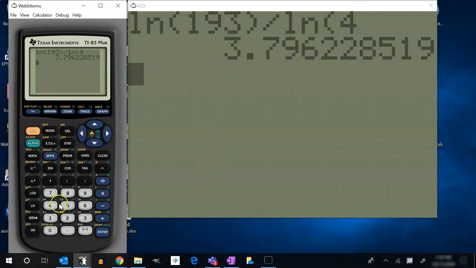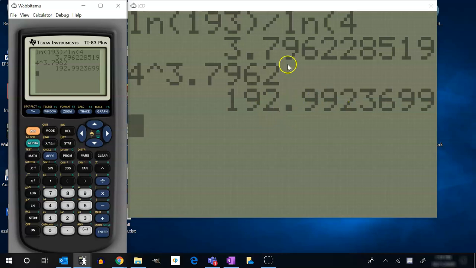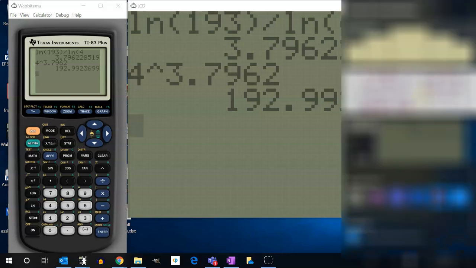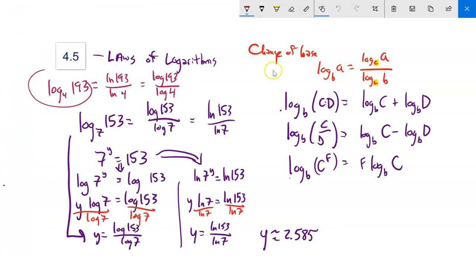So what this is telling me is, if I go 4 to that power, and I'm not going to copy it, I'm just going to truncate it, 3.7962 should be about 193. I'll be a little bit off because I didn't use the exact number, but it's pretty darn close. Great. So that's the change of base formula. Easy to use, and a very, very important tool for us so that we can evaluate these.